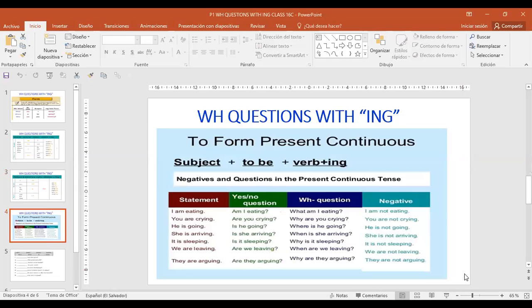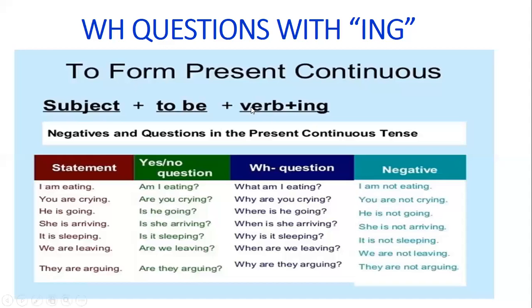Okay, here I have more. Aquí tenemos más, ¿verdad? Here I want to show you the statements or affirmative sentences, the yes-no questions, the WH questions, and the negatives. Aquí ya las tenemos todas, ¿verdad? I am eating. Esa sería un statement o una affirmative sentence. Y una yes-no question, una pregunta de sí y no, ya las hemos estudiado y son aquellas que obligadamente la respuesta es sí o no, ¿verdad?